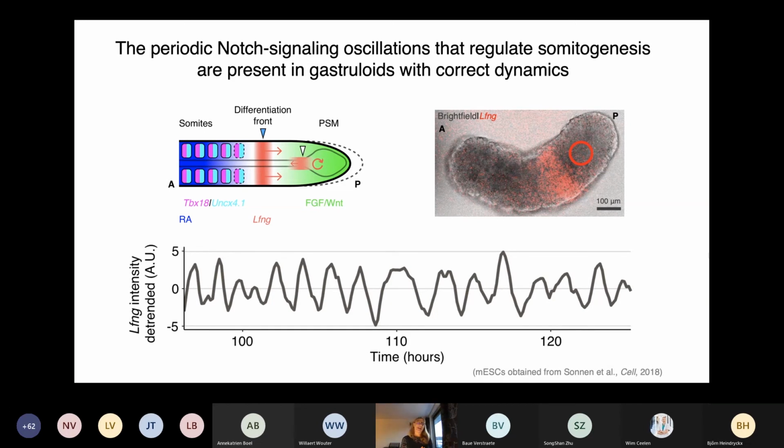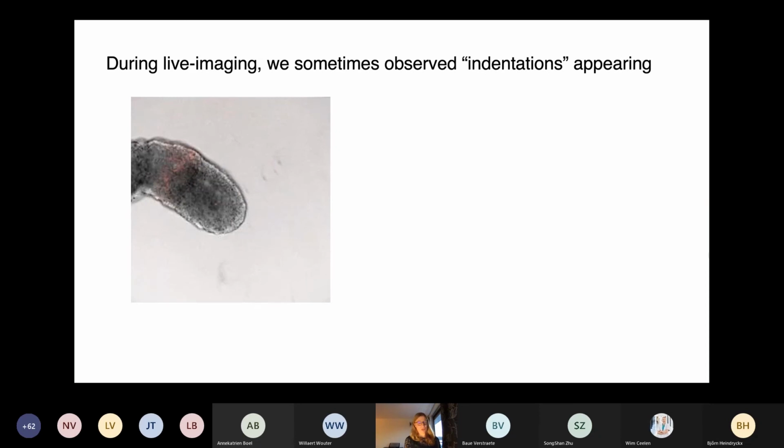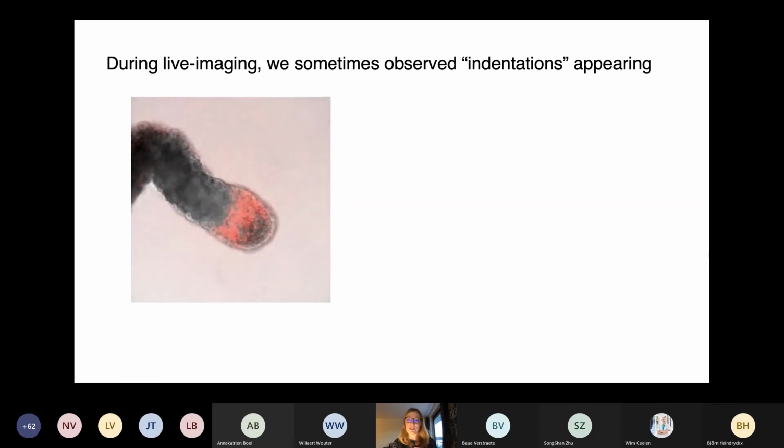And during these live imaging experiments, we observed something unexpected and very exciting. We had to embed gastroloids in matrigel to stabilize them, because gastroloids were continuously drifting away from the microscope, from the field of view, and that was very annoying. And we used matrigel to stabilize them. And unexpectedly, that resulted in the appearance of indentations in a small percentage of the gastroloids.